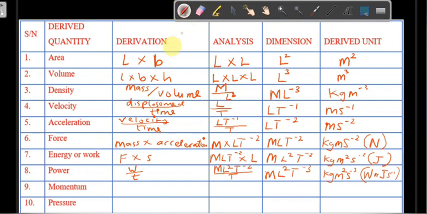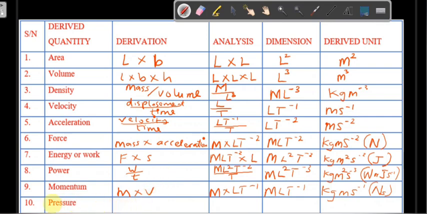Okay. So momentum is mass times velocity. M is mass, and we know the dimension for velocity as LT minus 1. So when we combine this together, it's going to be MLT minus 1, which is kilogram meters per second. It can also be expressed as Newton seconds.